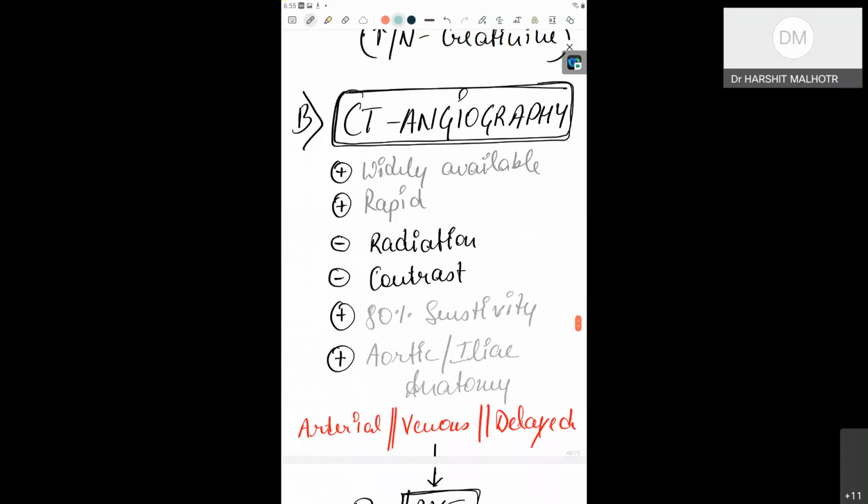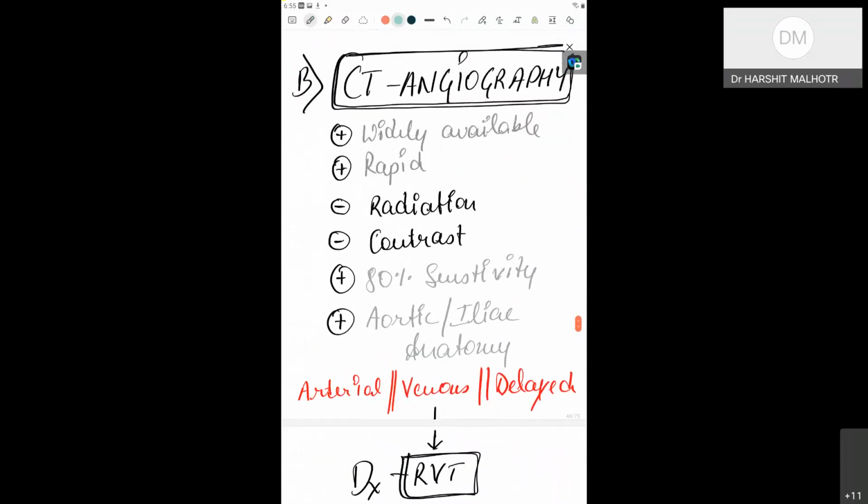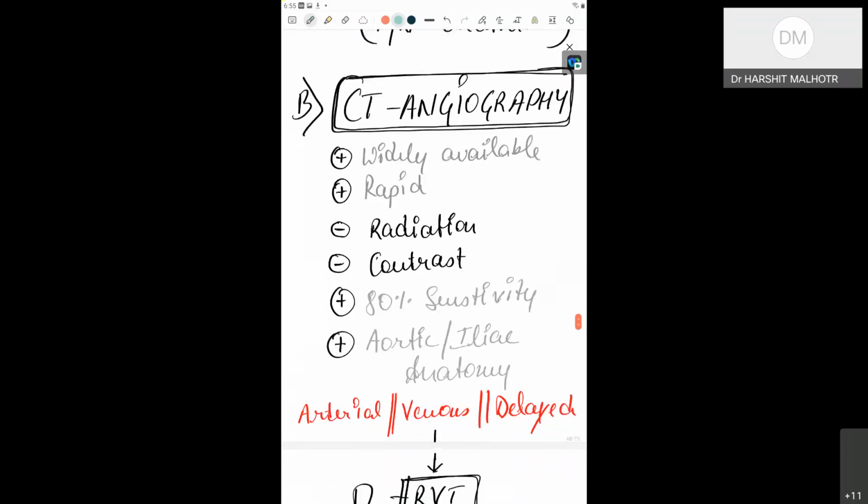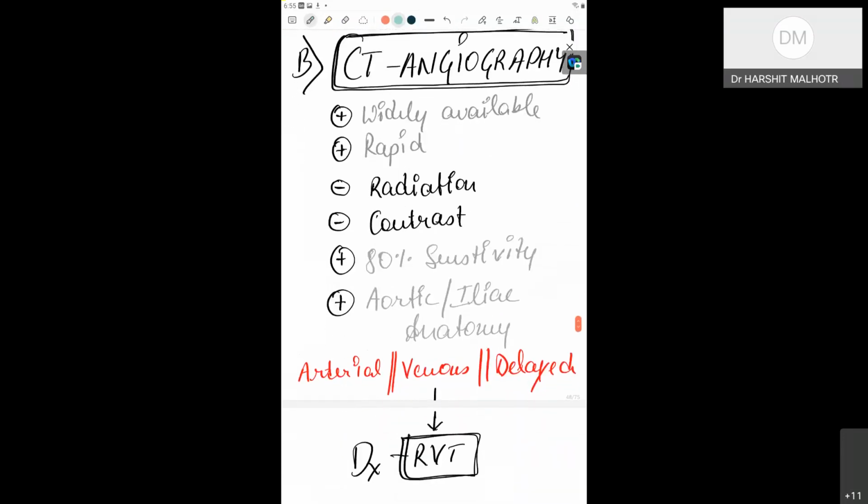Now, when we go for CT angiography, I will tell you about the pros and cons of the investigations. CT angiography is widely available. It's a rapid investigation, but we are giving radiation to the patient. In a case when there are deranged RFTs, we have to give contrast to the patient, though it is 80% sensitive.